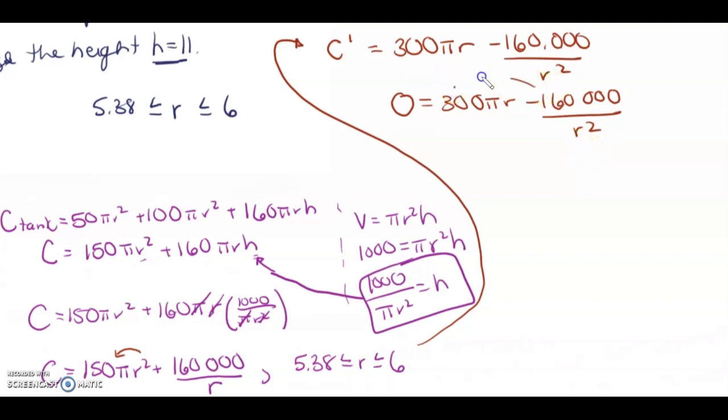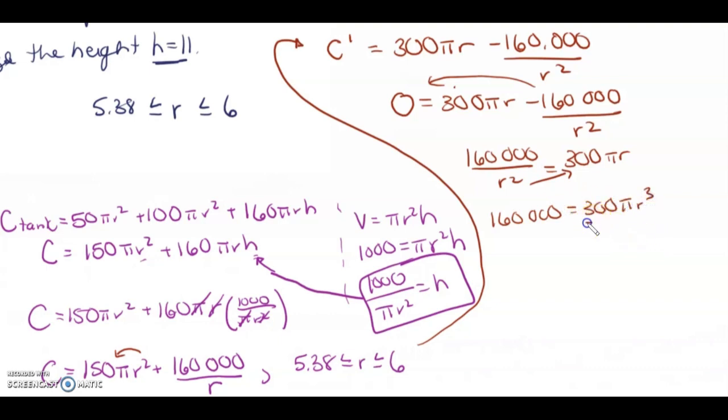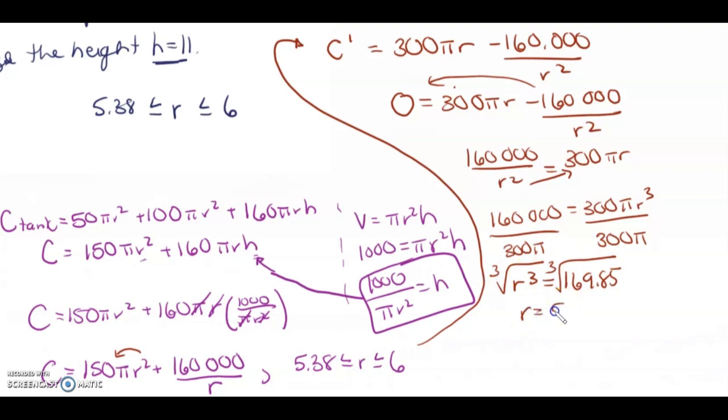So let's bring this over, and we get 160,000 divided by r squared equals 300 pi r. Let's bring that r squared up. I get 160,000 equals 300 pi r cubed. Divide both sides by 300 pi, and what I get is r cubed equals 169.85, which gives us an r value when we cube root it of 5.54 meters.